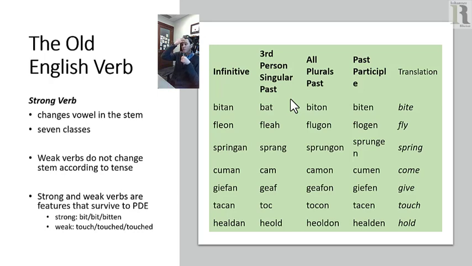Now, weak verbs do not change stem according to the tense. Strong verbs do. This distinction is a feature that survives to present day English, and is one of the things that people who are learning English as a second language have to learn. Which are strong verbs, just kind of arbitrarily. You just have to remember which they are and hope you get it right.